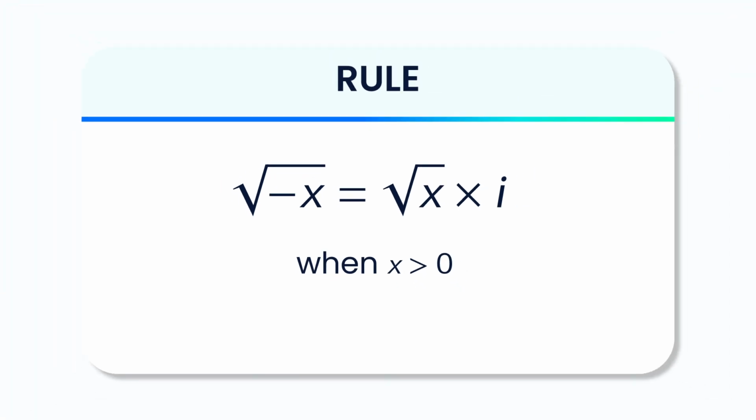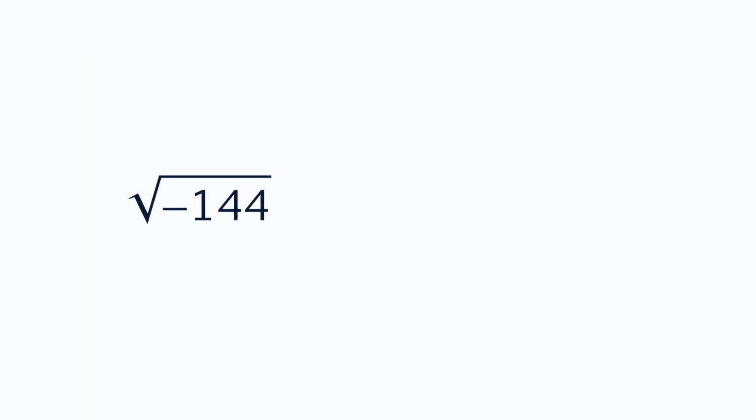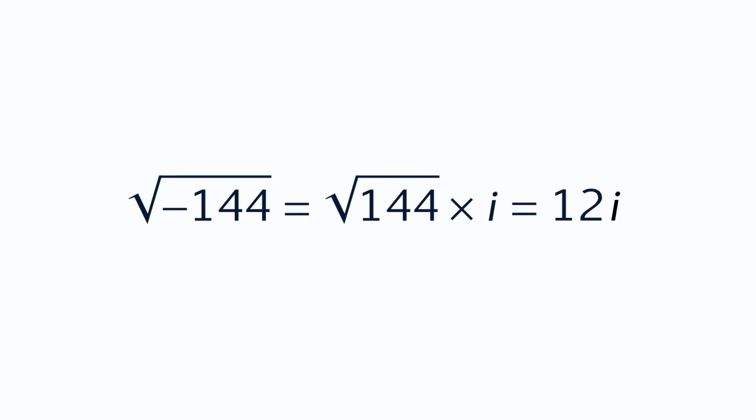Let's use this rule when looking at another example. You want to calculate the square root of -144. You can use the rule you just learned to find that the square root of -144 equals the square root of 144 times i. The square root of 144 is 12. So the square root of -144 equals 12i.